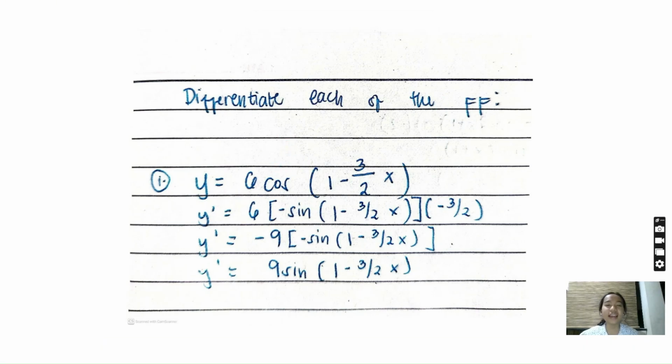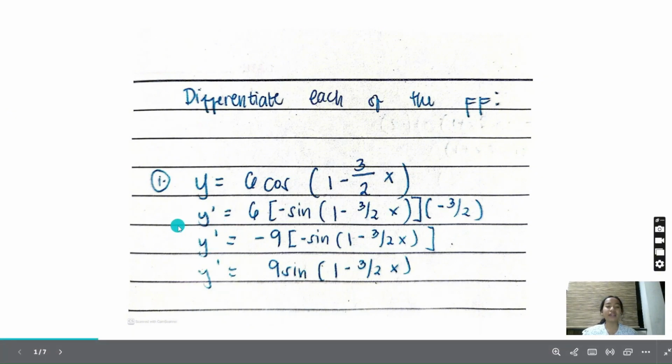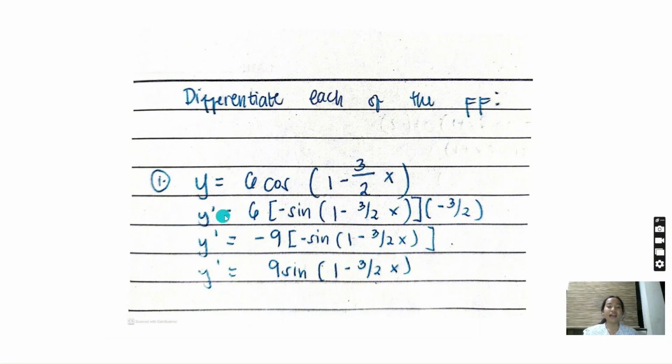Good day, everyone. Today I am going to differentiate each of the following functions. So the first one, we have the function given y equals 6 cos times the quantity of 1 minus 3 halves x. So the very first thing that we need to do is to put the y into its derivative, which is y prime, and then follow the formula for the chain rule, which is in the notation of y prime equals f prime of g of x times g prime of x.